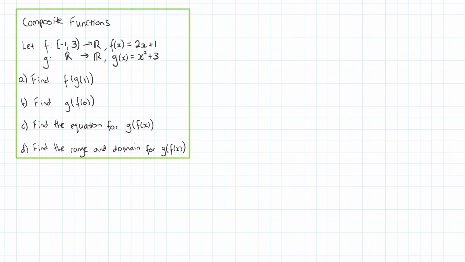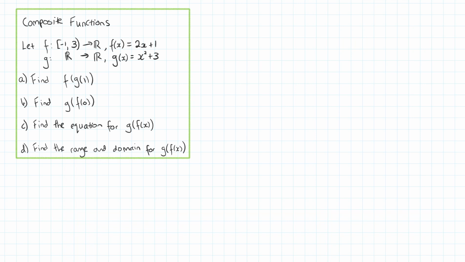We have a second function called g. G is a positive parabola that's been moved up 3, and it has no restricted domain. So we've been asked to find the following. We're going to find f of g of 1, g of f of 0, an equation for g of f of x, and the range and domain of g of f of x.